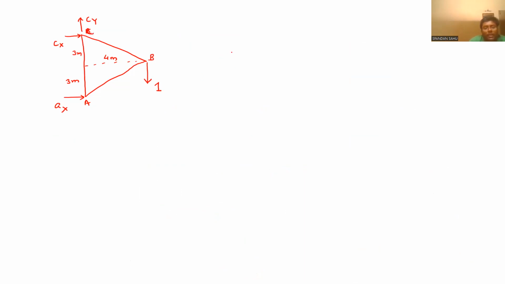So by conventional method, we should check once. So summation of Fx equal to 0, this will be Cx plus Ax equal to 0. That is equation 1. And Cy equal to 1 from summation of Fy directly we can get. Now come to joint A again.